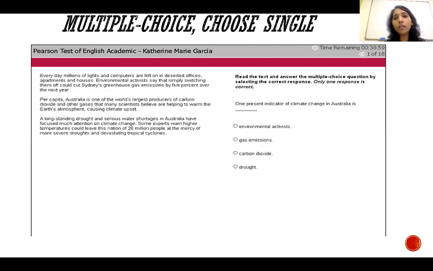Okay, so let's look at a few multiple choice single answers. I'll stop sharing the screen and open up a practice website from where we can practice a few of them together. Before I continue, each time you choose the right answer, you get a point towards reading. So that's 1 point for every right answer. And remember, there's no negative marking for this question type.